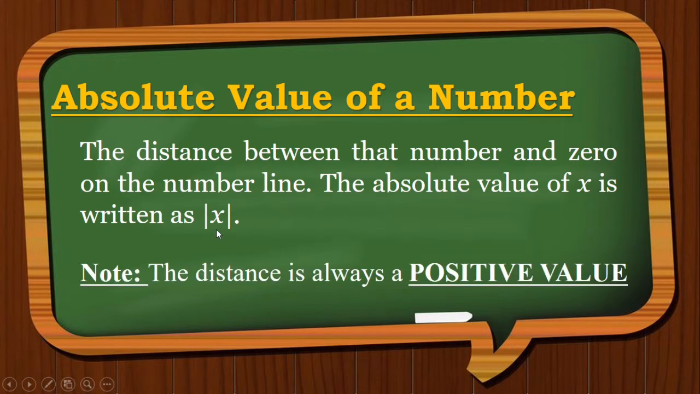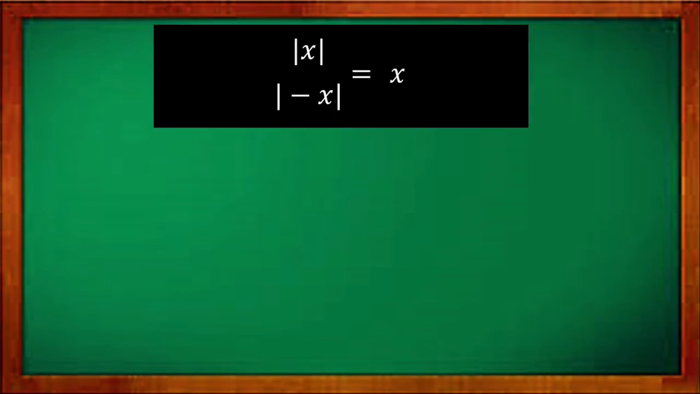And take note that the distance is always a positive value. So ibig sabihin, kapag naghahanap tayo ng absolute value of a number, ang answer natin should always be a positive one. Ang distance, hindi siya negative, lagi siyang positive. Just like what I have said earlier, the distance or the absolute value of a number is always positive. That is why we arrive at this representation.